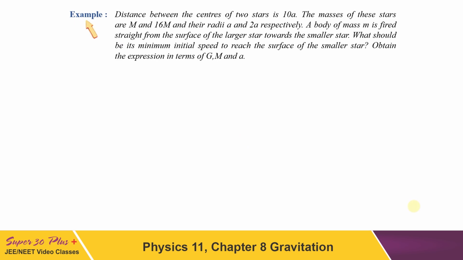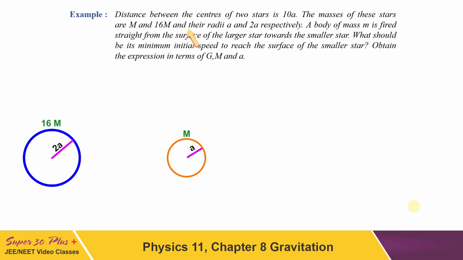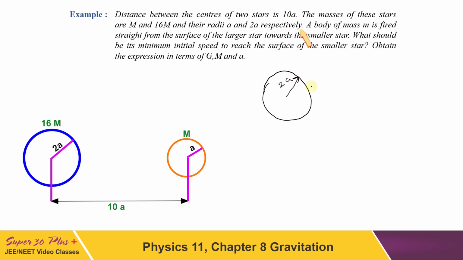One more question I have. The distance between the centers of two stars is 10a. The masses of these stars are m and 16m and their radii are a and 2a respectively. Let us first draw the spheres. One has radius 2a, the other has radius a, and the distance between them is given as 10a. The masses are 16m for the bigger one and m for the smaller one.